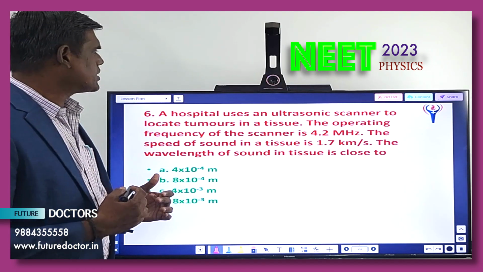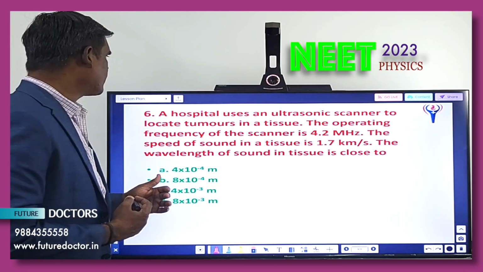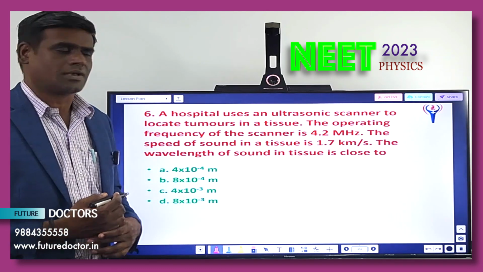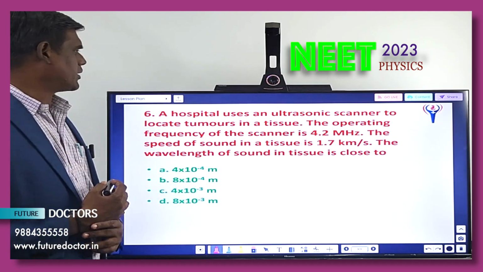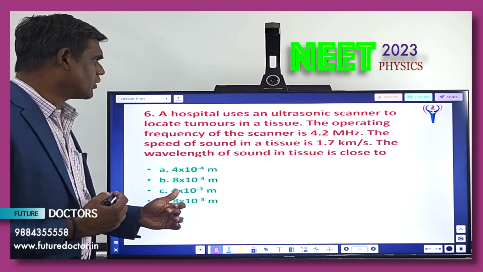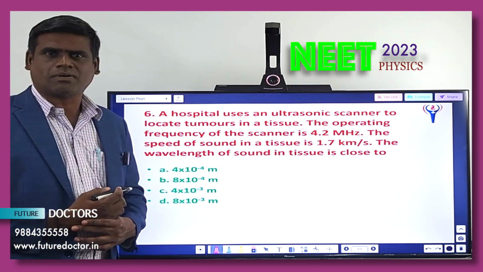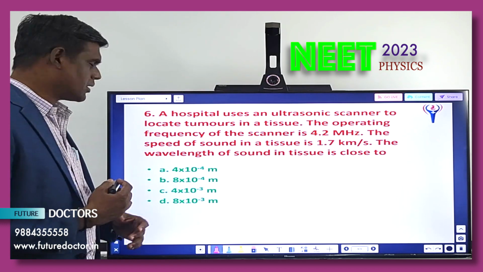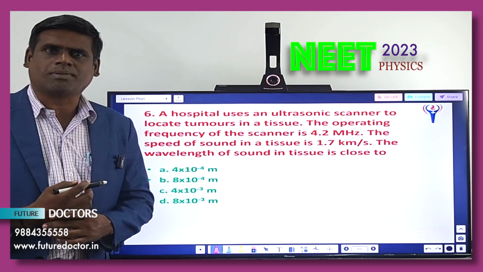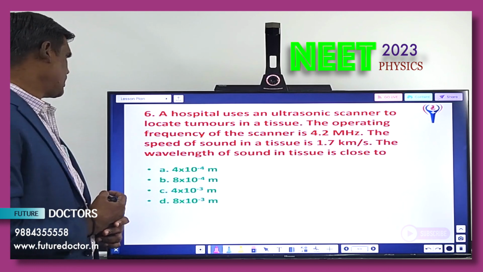A hospital uses an ultrasonic scanner to locate tumors in a tissue. The operating frequency of the scanner is 4.2 MHz. What is that? Megahertz. The speed of sound in a tissue is 1.7 kilometer per second. The wavelength of sound in tissue is close to dash. A option 4 into 10 power minus 4 meter. B option 8 into 10 power minus 4 meter. C option 4 into 10 power minus 3 meter. D option 8 into 10 power minus 3 meter.